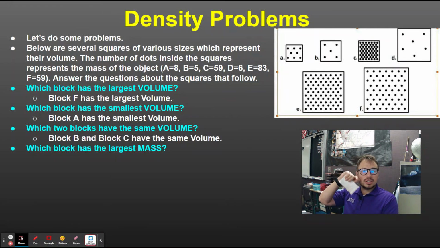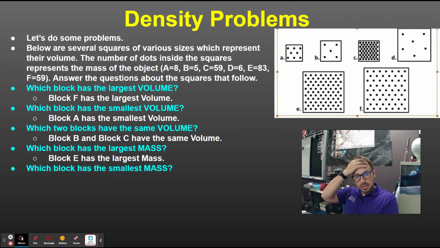Which block has the largest mass? Now, this one's tricky because mass is represented by the number of dots inside each of them. I like to think of it as if these were boxes and those little dots were oranges, which one would be harder to pick up? It'd be the one with the most of them. So if I look at the little guide up here, I know that the answer is going to be E. E has 83 dots. It has the most amount of stuff, so it's going to have the most mass.